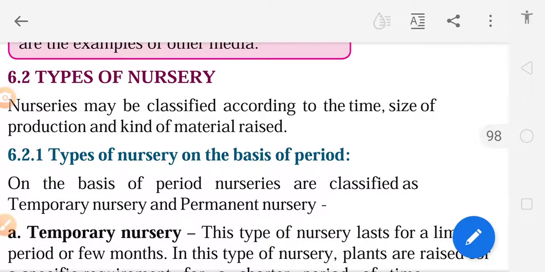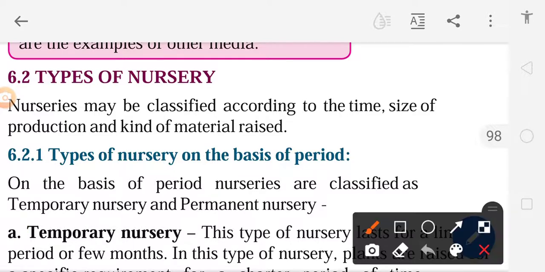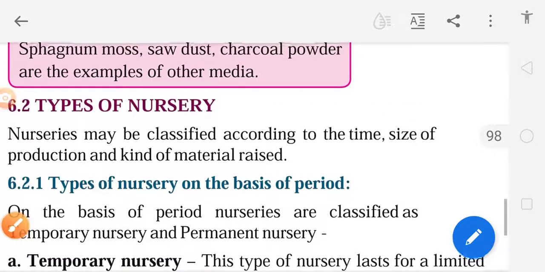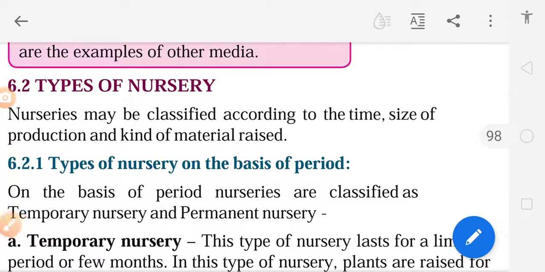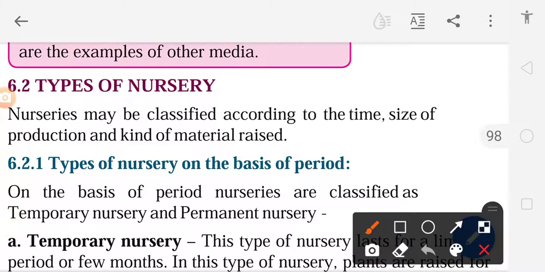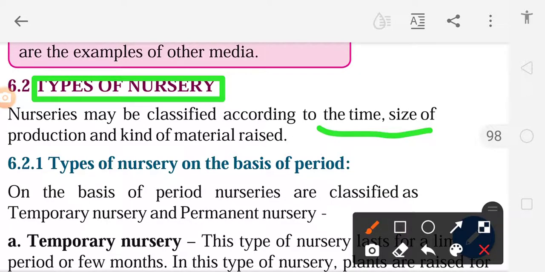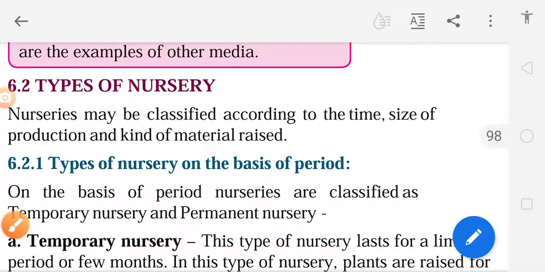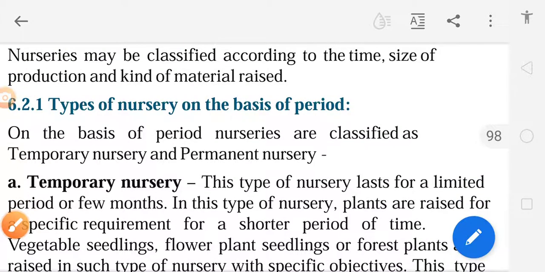Now come to the types of nurseries. These are the types of nurseries, according to time, size, and production. So nurseries are also to be studied. Then what are the types of nurseries?